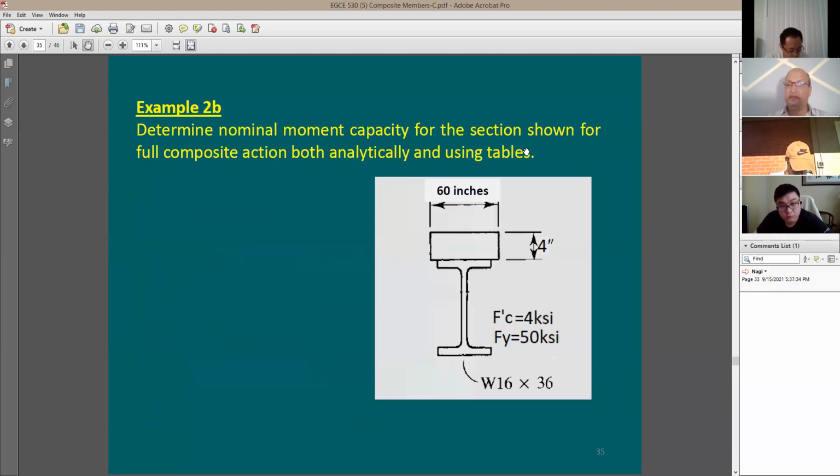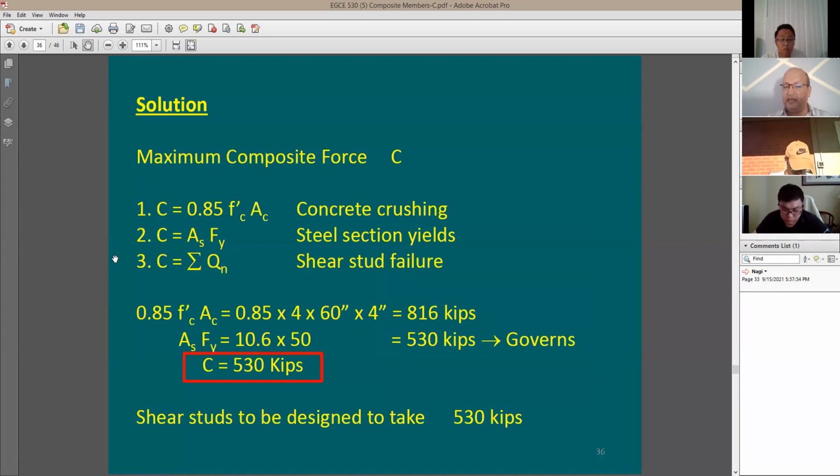So let me read this. It says here full composite action. When you have full composite action, again, this number for now doesn't matter, because I'm going to be looking at the maximum force that you can develop in both steel and concrete and just design for it. So someone's going to say maximum force. Okay, let's look at the information.